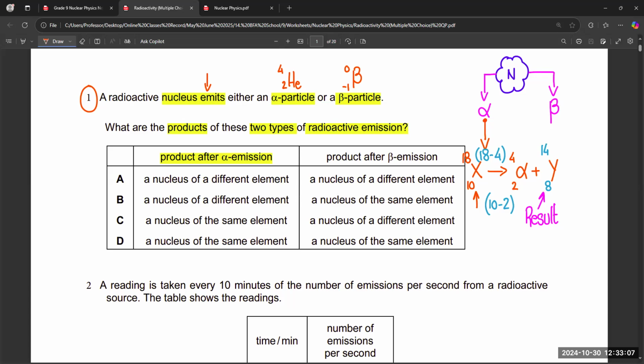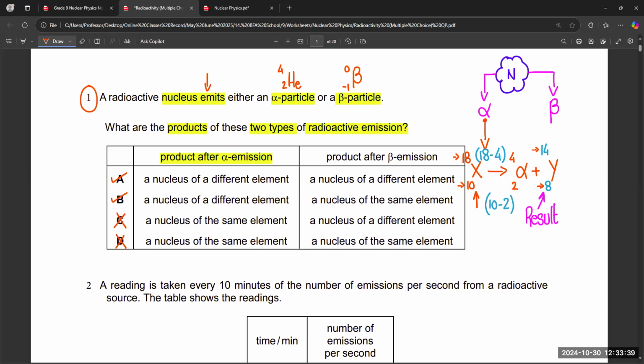So we are getting a nucleus of a different element, right? Because there are different numbers. Initially we have value 10, but right now we have value 8. Initially we have 18, now we have 14. So it means we got a different nucleus of a different element. So A and B, both statements are correct. C and D are not correct, only for alpha. We are only talking about alpha.